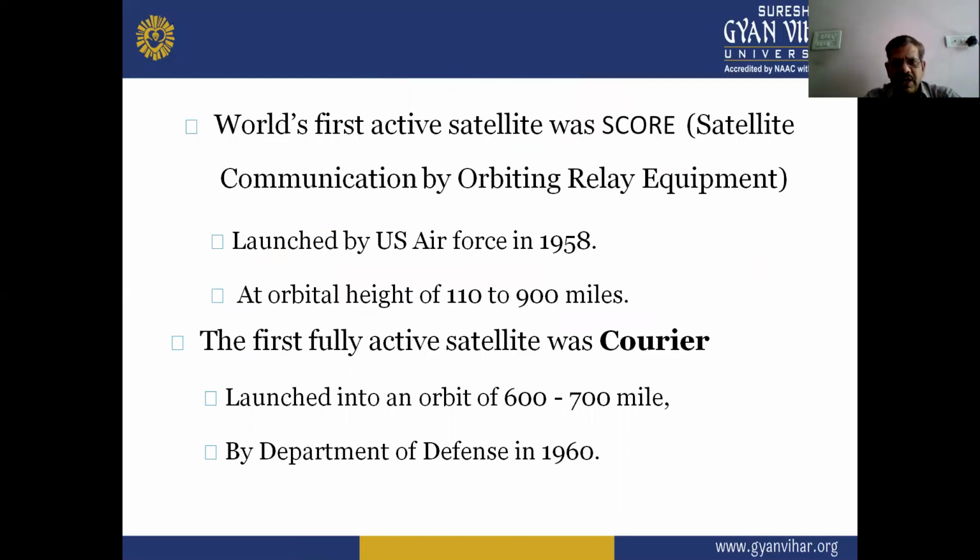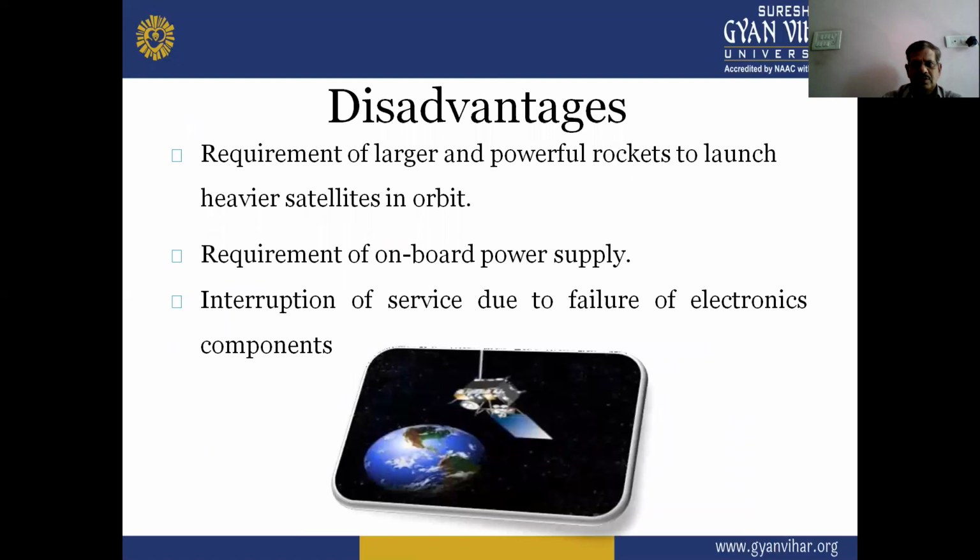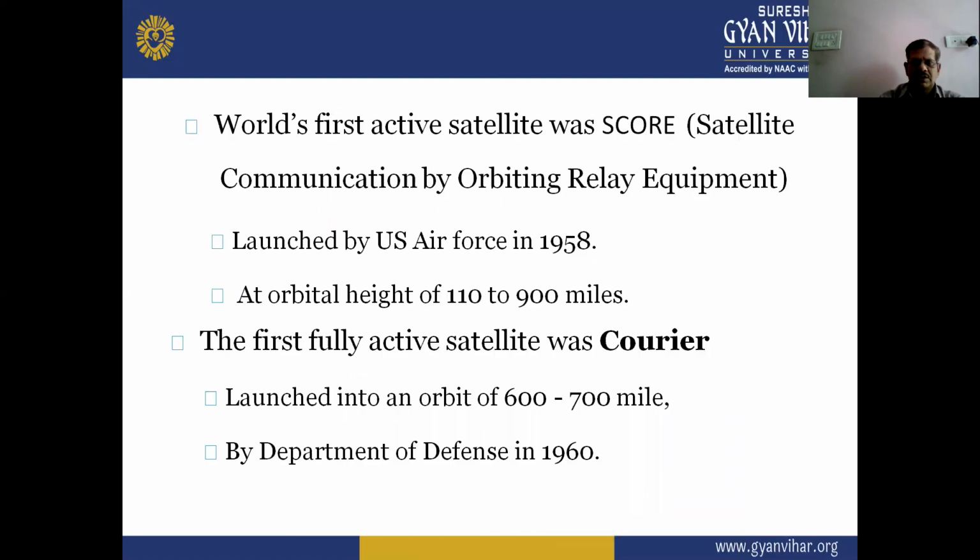The world's first active satellite was an export satellite communication orbit relay equipment launched by the US Air Force in 1958 at an orbital height of 110 to 900 miles. The first fully active satellite was Courier, launched into an orbit of 600 to 700 miles by the Department of Defense in 1960. So there are some disadvantages of the active satellite.